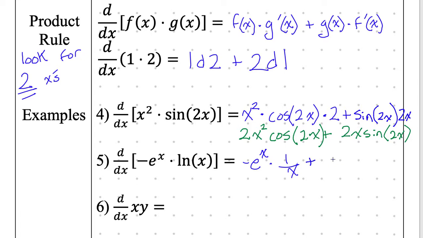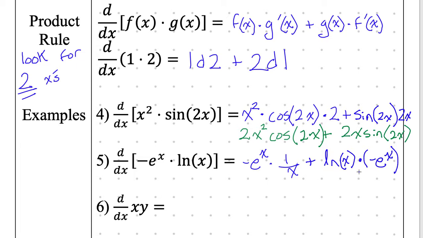Plus e to the power of x, plus natural log of x, natural log of x, times. Hold on. I don't know that one. You don't know e to the x? E to the x is the easiest one. E to the x is e to the x. So it's just times negative e to the x.